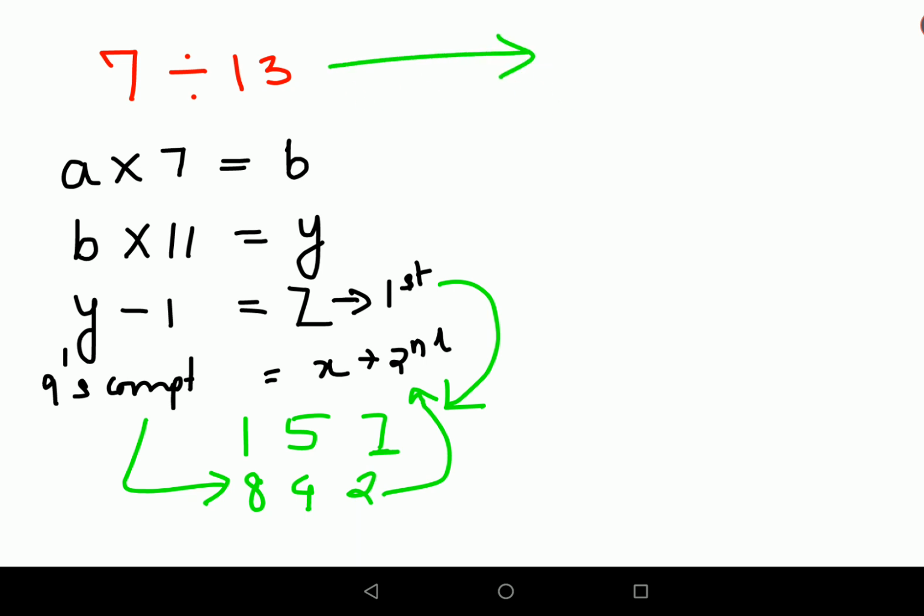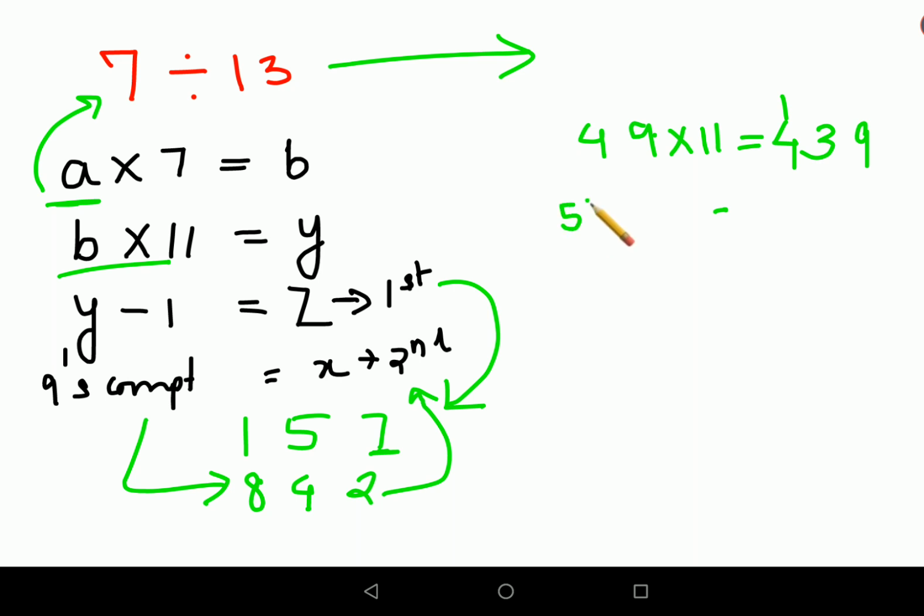So now let's begin with this. This is super easy. 7 divided by 13. Again, this is your question. So 7 into 7 gets you 49. Then we do 49 into 11. That is very easy. That gets you 4, then 4 plus 9 gets you 13, so 1 carry and 9. So your final answer comes out to be 539. 539 minus 1 gets you 538.